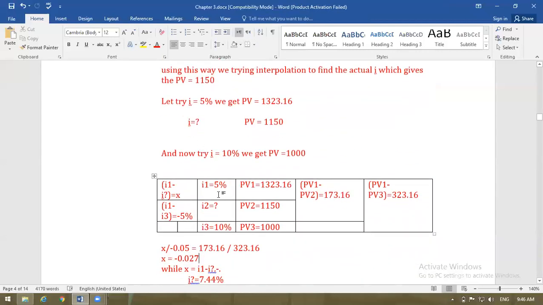What is interpolation? We are trying to find out two interest rates, one giving the value of this bond greater than the current value given in the question, and the other interest rate giving a lesser value than given in the question. So between these two interest rates, we are trying to find out the desired interest rate, and this method is called interpolation.